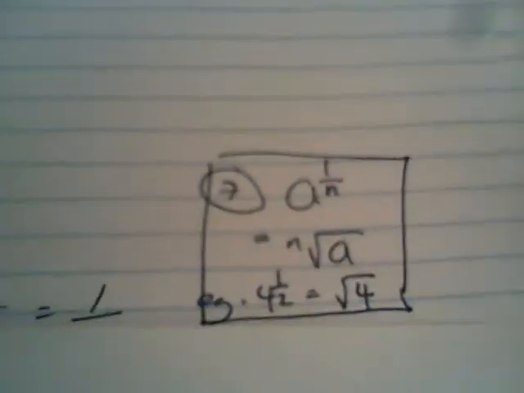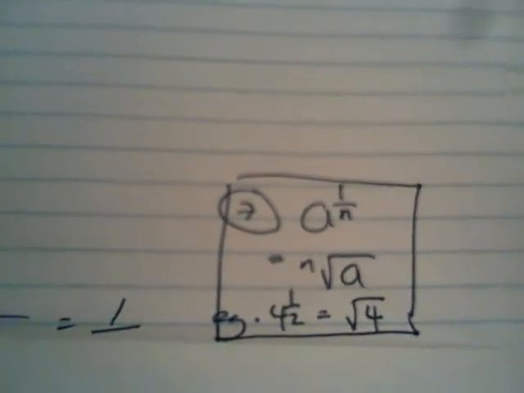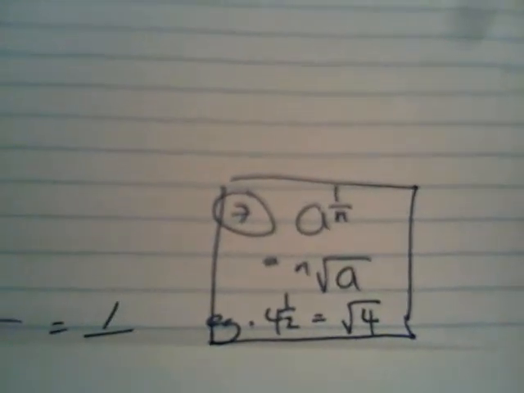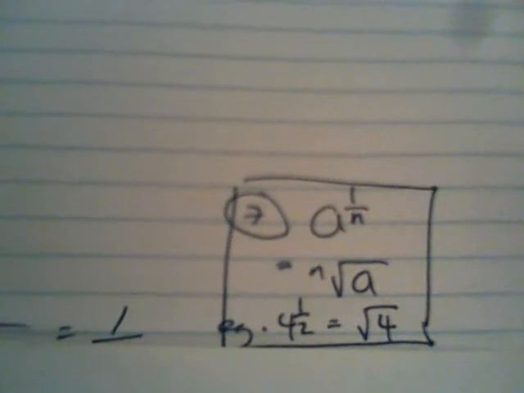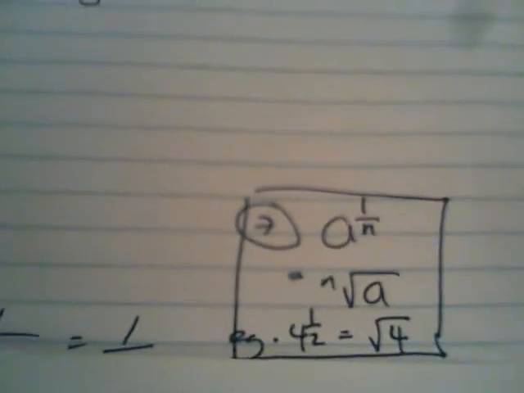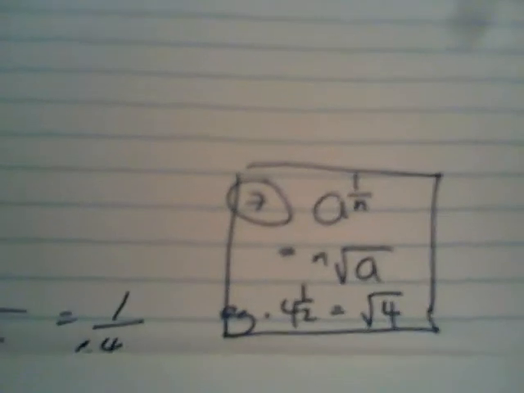We also have a special case here. The reciprocal power is the root. So if you ever see an exponent where you've got a power and then on the bottom you have a number, that's actually the root. So for instance, 4 to the power of a half is actually the second root, or the square root of 4.